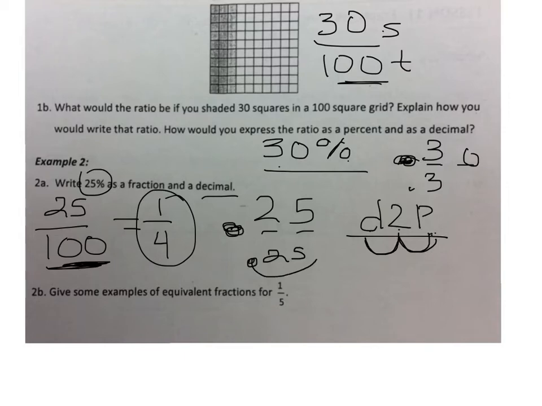2b says give some examples of equivalent fractions for 1/5. So basically all we have to do is come up with fractions that are equal to that, so we should be pretty good at that. Remember, whatever you do to the top, you have to do to the bottom. So if I want to go 2 times bigger on top, 1 times 2 is 2, and then 2 times bigger on the bottom, 5 times 2 is 10. Got one? If I had said you got to give me another one, you would do, let's multiply by 3. So 3 times 1 is 3, 3 times 5 is 15.